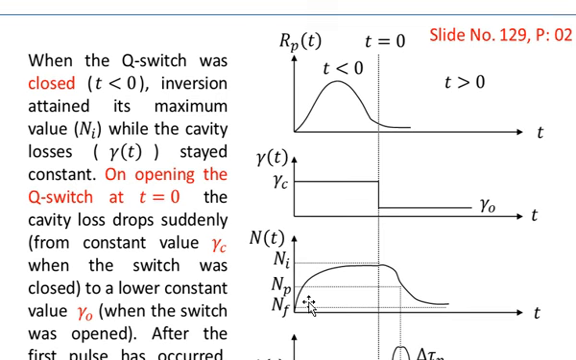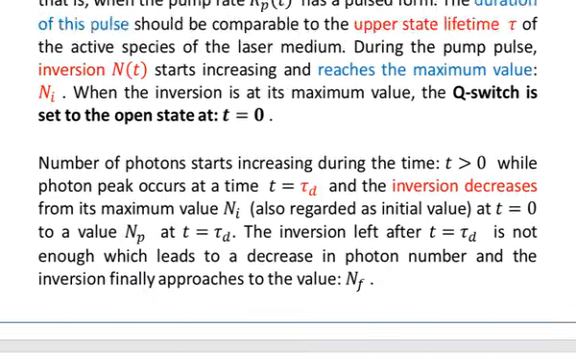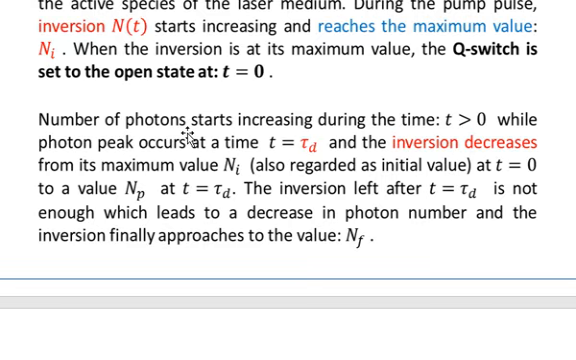And you see that here I have shown the three values of the inversion: nf, np, ni. ni is the maximum value of the inversion, and I shall be explaining np and nf after explaining it through this paragraph. The number of photons starts increasing during the time t greater than 0. So you see that the Q switch is set to the open state. When the Q switch is set to the open state, then the number of photons starts increasing during the time t greater than 0, while the photon peak occurs at a time t is equal to tau d.